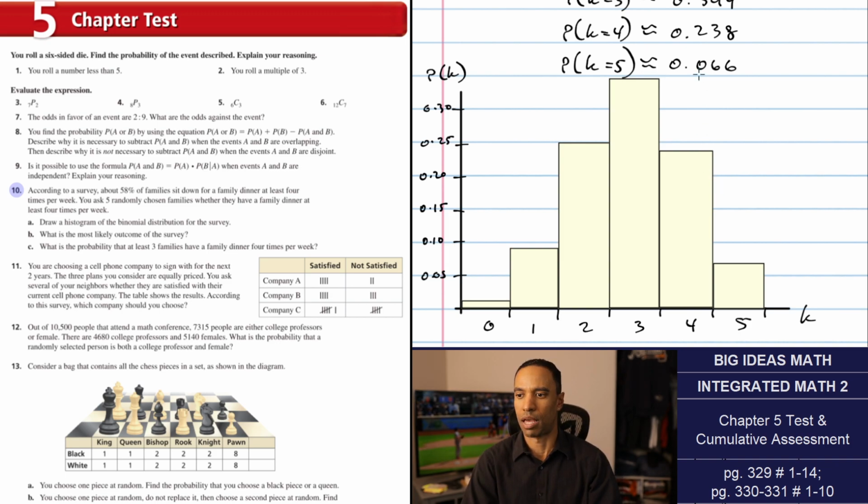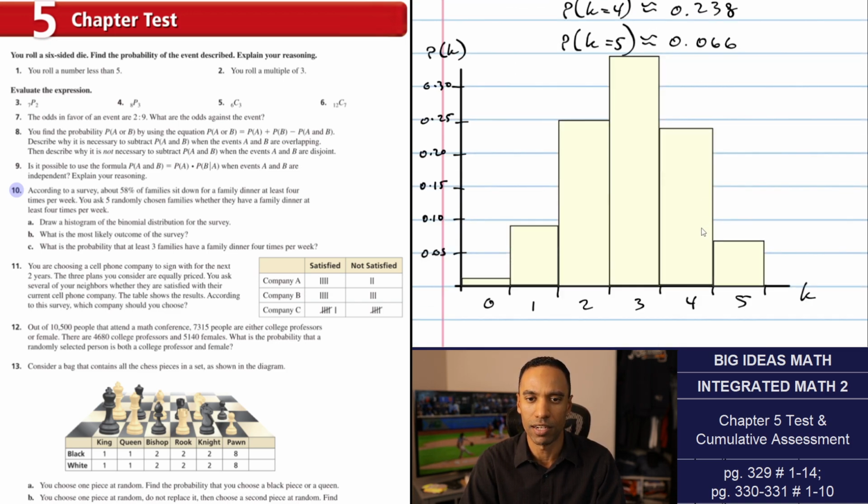Yeah, that might show a little high. It's kind of a symmetrical normal curve thing there because of the 0.58, right?